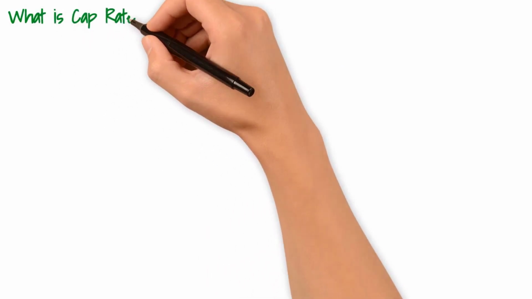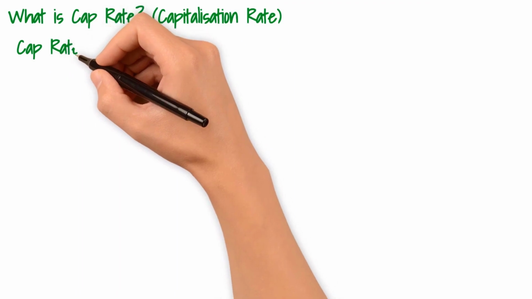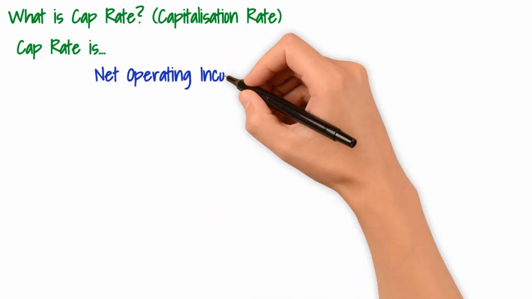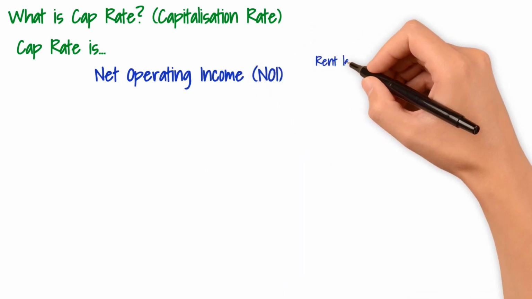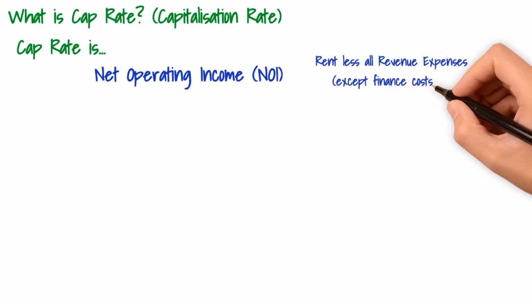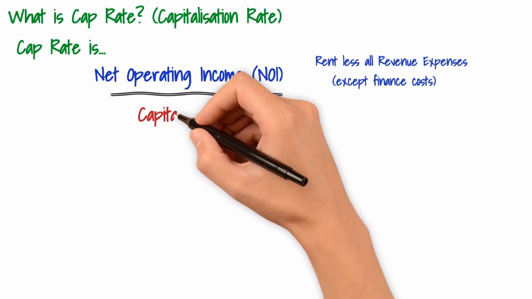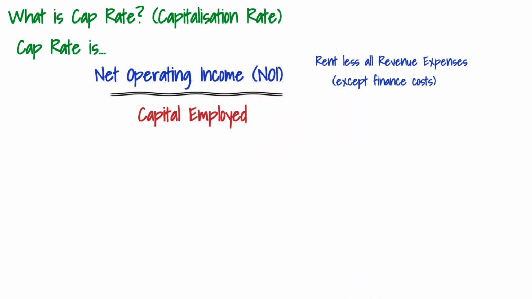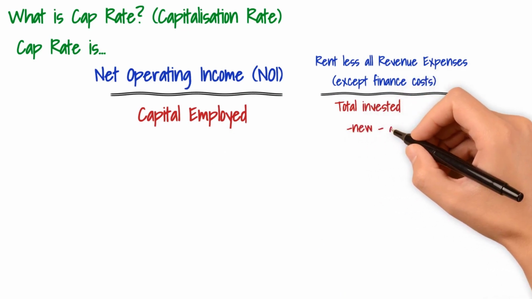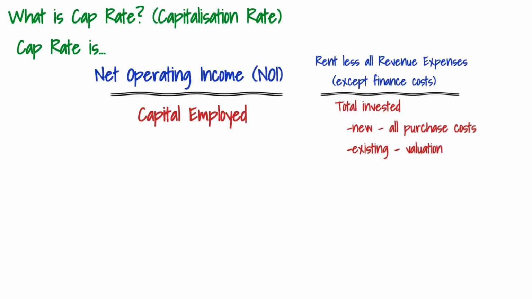Looking more closely at cap rate, what is it? The cap rate, also known as capitalisation rate, is net operating income, or rent less all revenue expenses, but before finance costs, all divided by capital employed, which is the total invested. For new investments, the total invested includes all purchase and renovation costs. For existing investments, it is the market valuation.